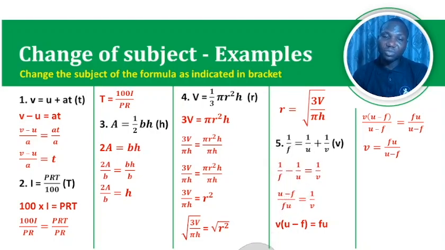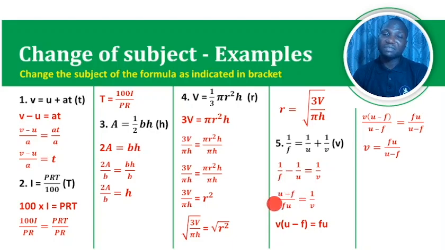So here we have to find the LCM of f and u. LCM of f and u is fu. Now if f divides fu, we'll be left with u. The u multiplies this 1, so u times 1 will give you u. Now if u here divides fu, we'll be left with f. The f will multiply this 1, so again we will have f. So I'm going to have u minus f all over fu equals 1 over v.